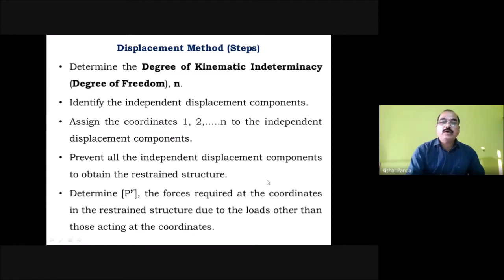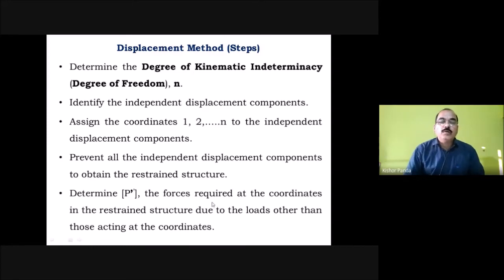But in the case of a cantilever beam, at the fixed end there is no displacement, but on the opposite side there is no support. So displacement takes place along 3 directions: vertical, horizontal, and also rotational displacement. That's why you prevent all the independent displacement components to obtain the restrained structure. You make all the joints and supports restrained or fixed so that no displacement takes place. Then determine P dash, the forces required at the coordinates in the restrained structure due to the loads other than those acting at the coordinates.